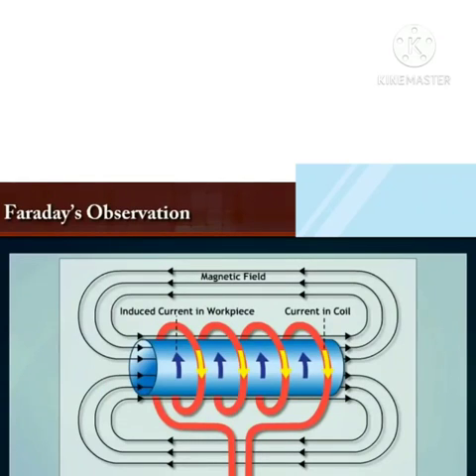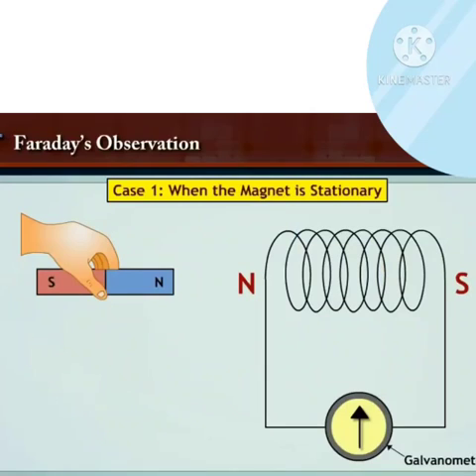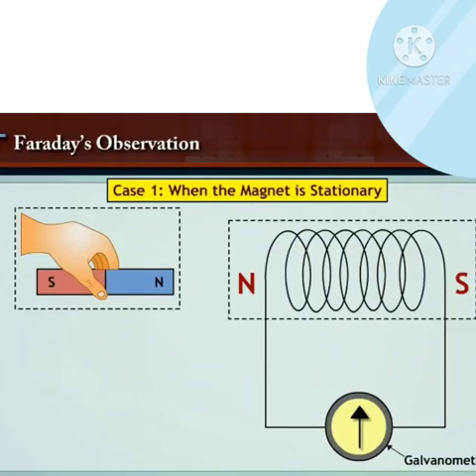Now there are various factors which lead to increased current in the coil. The first factor is if we use a strong magnet, the current can be increased. If the speed of the motion of the magnet is increased, then the current can be increased, and also if the number of turns in the coil increases.